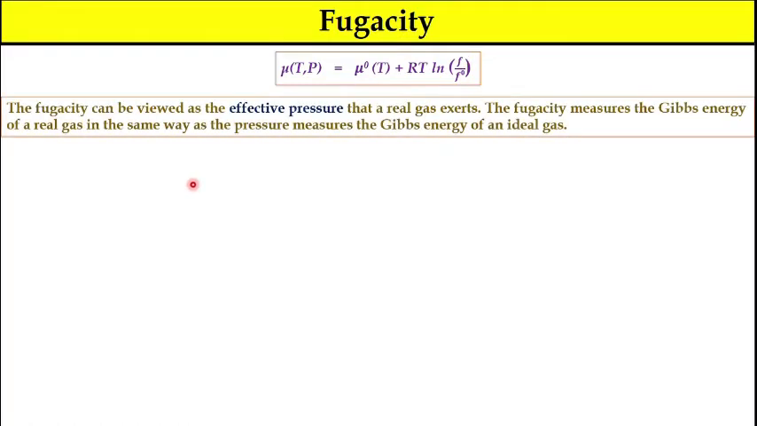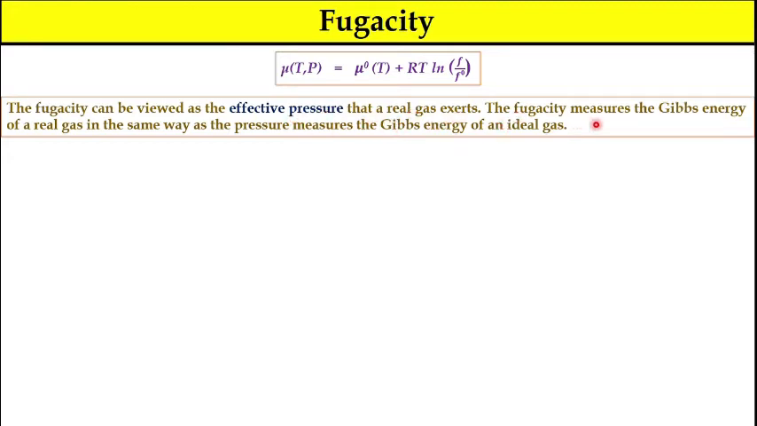Now you have to know what is meant by this f, fugacity. So see the next slide, fugacity. As I told you, for a real gas we have the equation mu(T, P) = mu0(T) + RT ln f by f0. Remember that T and P are written in brackets here. That means mu is a function of temperature and pressure, and mu0 is a function of temperature. Now you have to know what is meant by fugacity. That is written here: the fugacity can be viewed as the effective pressure. Remember, this is the effective pressure that a real gas exerts.